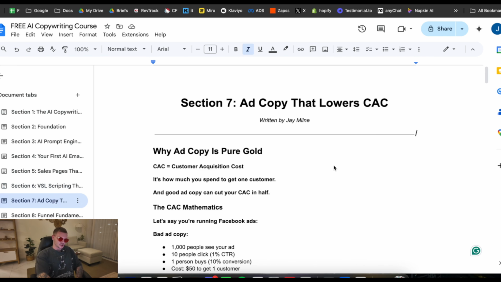Next, section 7, add copy that lowers CAC. I'm going to introduce you to something that you might not have heard of. If you have heard of this, great, then you're not just a beginner. CAC is customer acquisition cost. And it's very important when it comes to ads and paid ads, because it's how much you spend to get one customer. If one good ad can cut CAC in half.